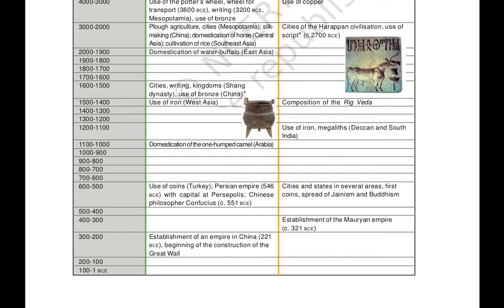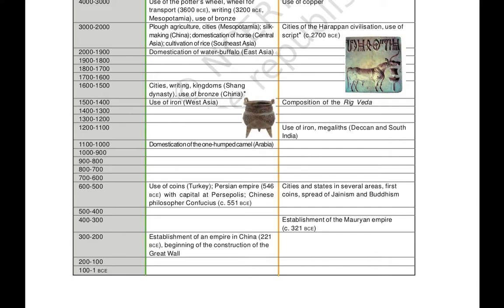From 1000 to 900, then 900 to 800, 800 to 700, then 700 to 600, nothing was found. Then 600 to 500 in Asia, use of coins. In Turkey, Persian Empire, 546 BCE, with capital at Persepolis. Chinese philosopher Confucius in 551 BCE. In South Asia, cities and states in several areas, first coins, spread of Jainism and Buddhism.